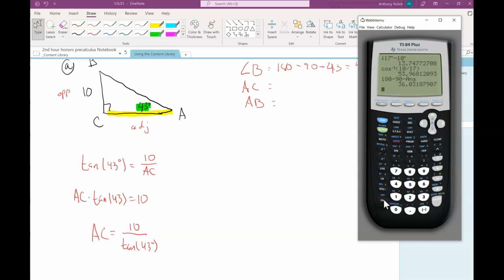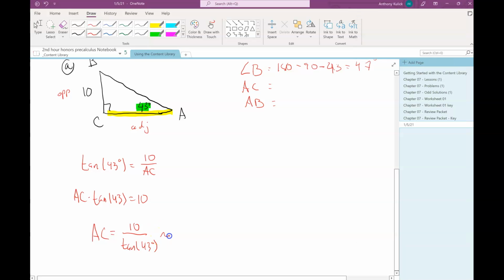Degrees. How do I know that? The angle's in degrees, right? So I am in degrees. So we'll just do 10 divided by tan 43. And we got 10.72. Everybody happy there?